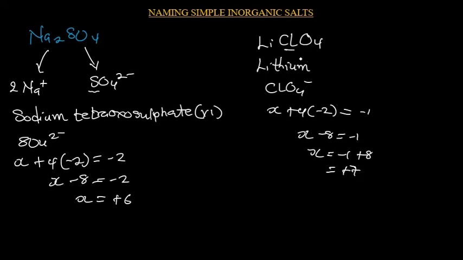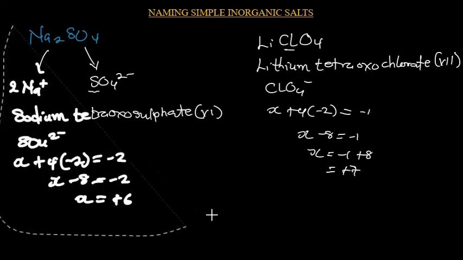Okay, so we'll come back to our name and we have the cation already, which is lithium. Because it's a group 1 element, we will not state the oxidation state. So we'll go ahead and name the anion, which is tetraoxochlorine, will be what? Chlorate, because it is an anion. Chlorate, and then the oxidation state is what? 7. So chlorate 7. So lithium tetraoxochlorate 7. That is another example.